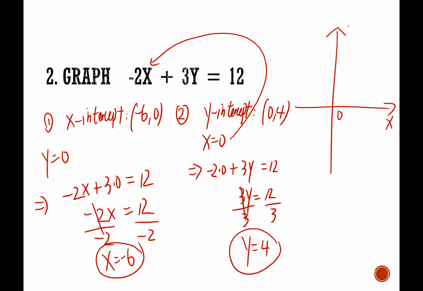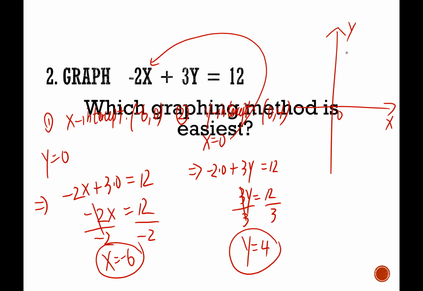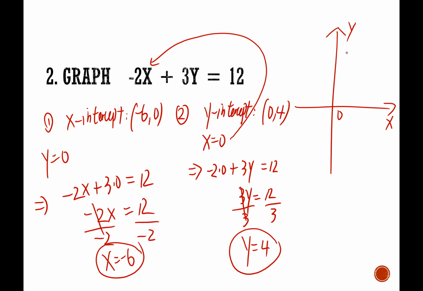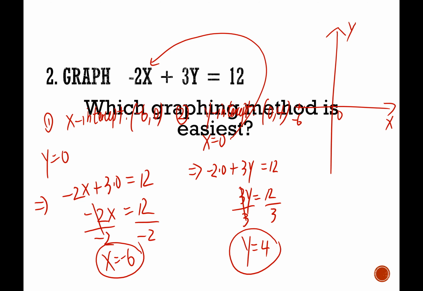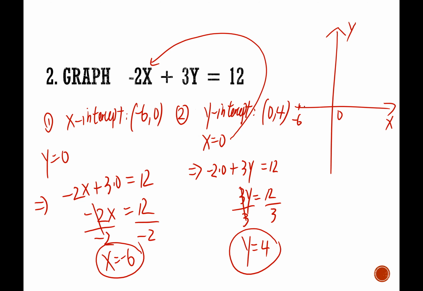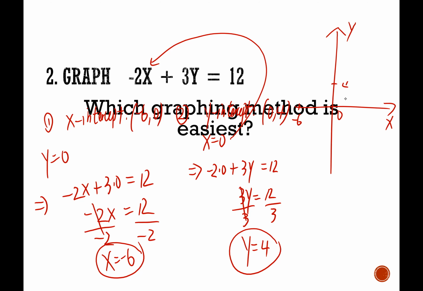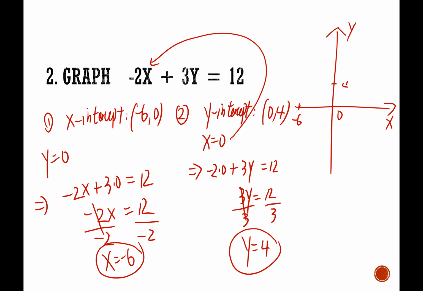The x-intercept is (-6, 0). It's located on the x-axis, negative side, right? So let's say this is -6. And then the y-intercept is 4. Okay, so this is 6, that's 4. And you can just connect those two and we can get the line.